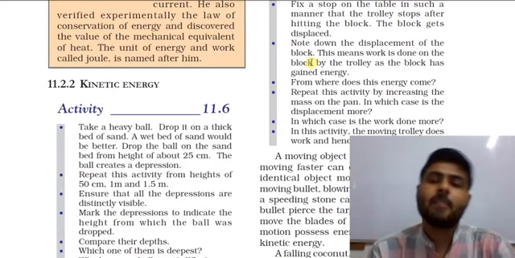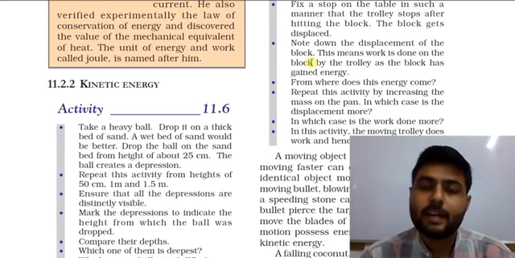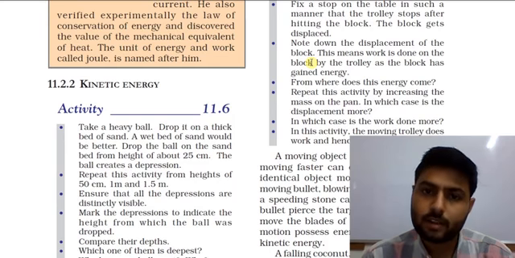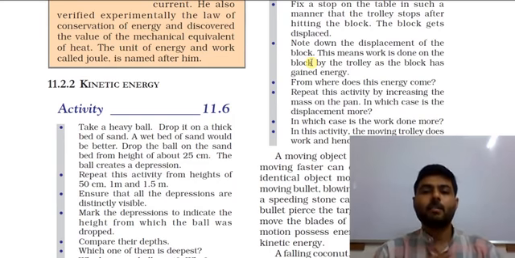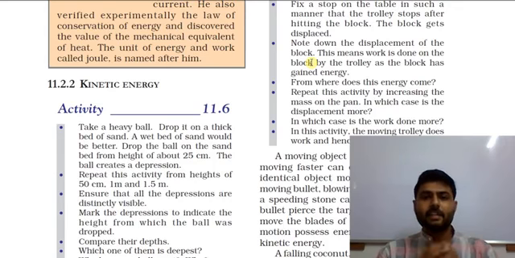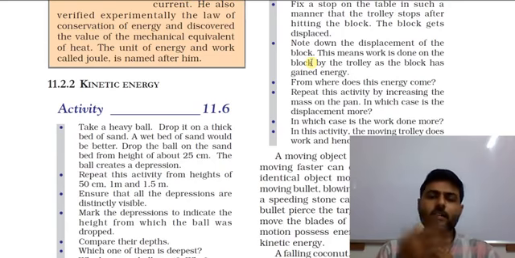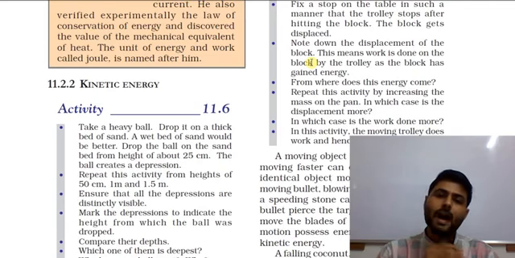With increase in mass, we have increase in displacement of the block. That is obvious. In which case is the work done more? As we increase mass, work done will be more. And at less mass, we have less work done. What is work done? Work done is nothing but displacement by the force acted on the block by the trolley.